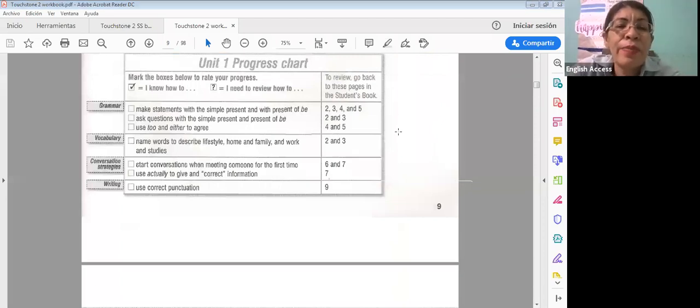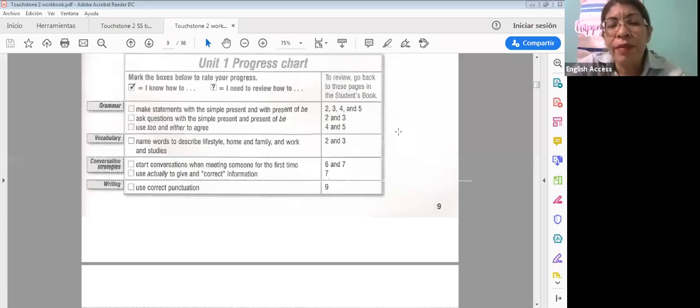It says mark the boxes below to rate your progress. Grammar. It says make statements with the simple present and the present of be. Remember that in unit 1 we review simple present. So here we're gonna tell 2 sentences, okay? Each of you are gonna say 2 sentences. One in simple present, you can talk about routines, and another one in simple present, but using the present of be. It could be affirmative or negative.